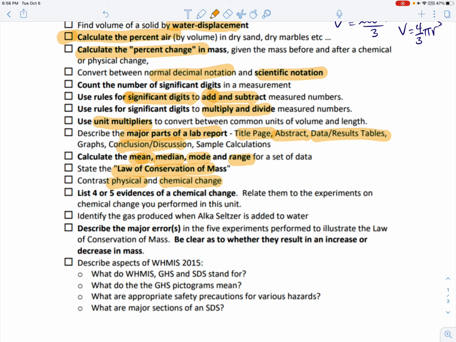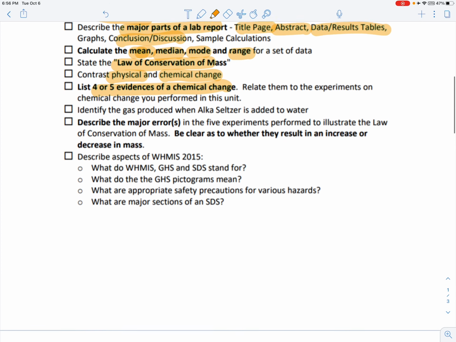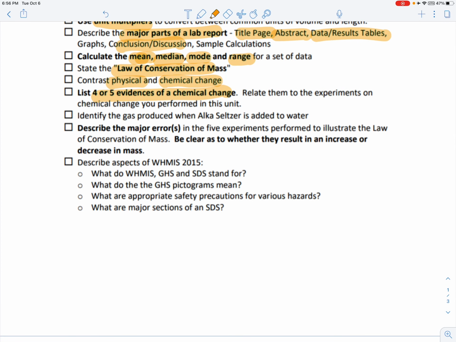In a chemical change, you do produce new substances. So when we added Alka-Seltzer to water, we produced a new substance. We produced carbon dioxide gas, right? So be sure you understand the difference. Chemical changes, we had 4 or 5 different evidences of change. I won't go over them here. They're right out of your notes. I just mentioned the gas in Alka-Seltzer and water, carbon dioxide or CO2.